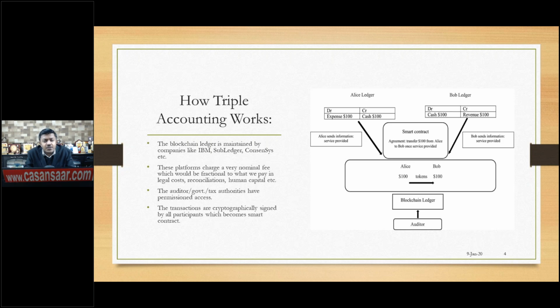IBM does it for us because for every transaction, or every month, or every year, there are charges for these recordings. These charges are minimal compared to the charges that we are paying today for reconciliations and for the expenses we incur to go through all the work that we are doing today in double accounting systems. Okay, so that's the first thing.